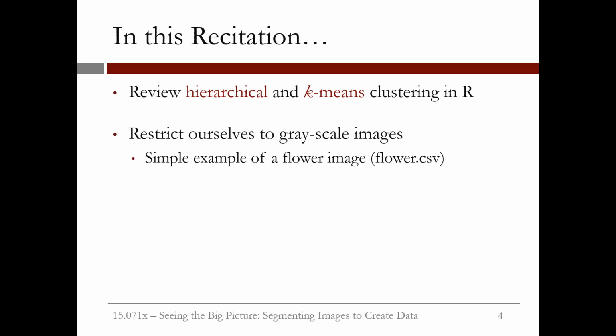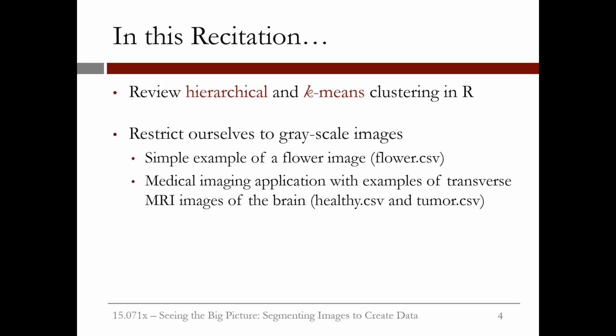Our first example is a low-resolution flower image whose pixel intensity information is given in the dataset flower.csv. Our second and major example involves T2-weighted MRI images of the brain. One image corresponds to a healthy patient, and the other one corresponds to a patient with a tumor called oligodendroglioma. The pixel intensity information of these 2 images are given in the datasets healthy and tumor.csv.